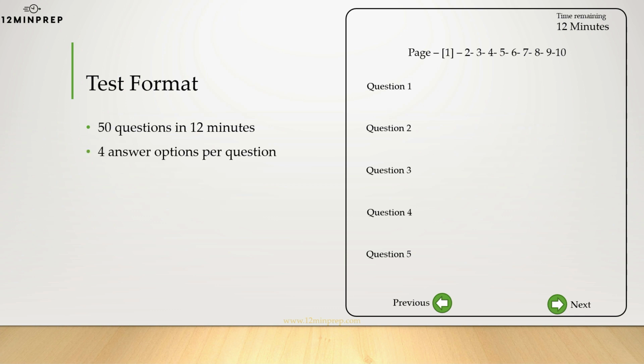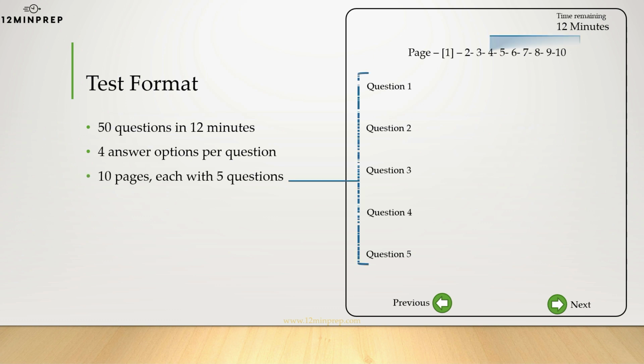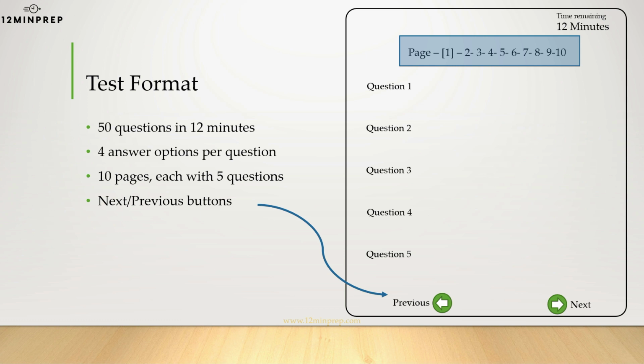The questions are in multiple choice format, with 4 answer options and a single correct answer. Each page will present 5 questions, which means 10 pages in total. We will discuss later whether you should or should not navigate back and forth between those pages. There are extended versions of the assessment, with 18 and 24 minutes for candidates with special accommodations and disabilities.